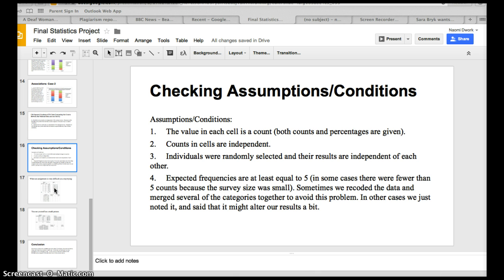Okay, so again, before we did chi-square tests, we needed to check assumptions and conditions. They were the exact same ones that we did before. The first one is the value in each cell is a count. Both counts and percentages are given. Second is counts and cells are independent. Third, individuals are randomly selected and their results are independent of each other. Fourth, expected frequencies are at least equal to 5. In some cases, there are fewer than 5 counts because the survey size was small. Sometimes we recoded the data and merged several of the categories together to avoid this problem. In other cases, we just noted and said it might alter our results a bit.